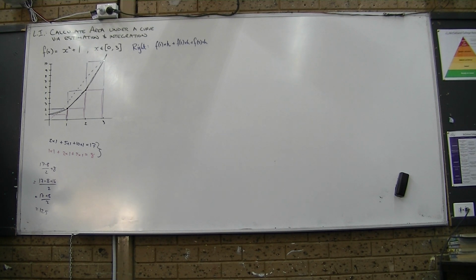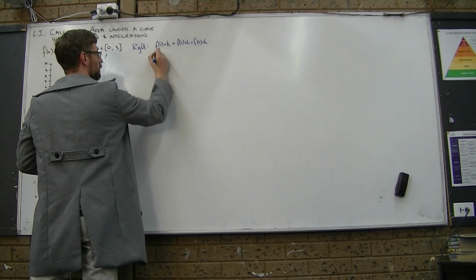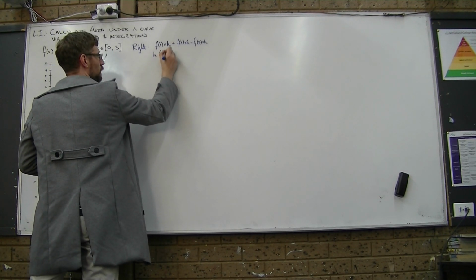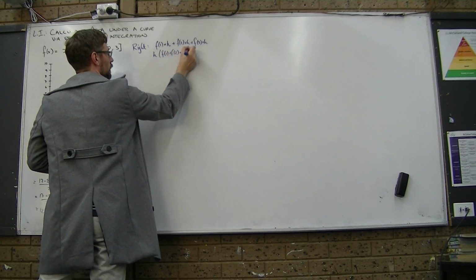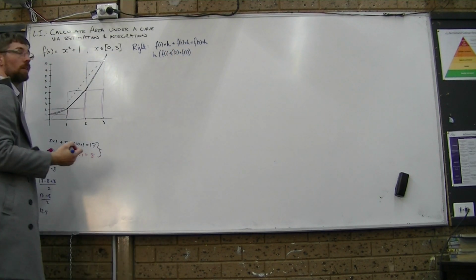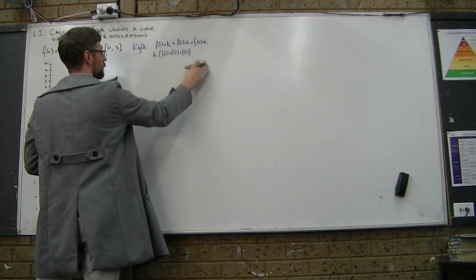You take h out. Okay, we can take h out as a common factor for a start. F of 1 plus f of 2 plus f of 3. Okay. We just write F of n where n is like an integer or whatever that one is. Okay, so now we're getting a bit better.